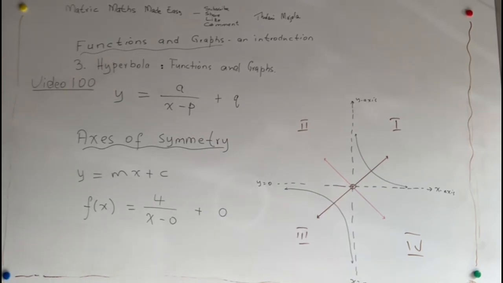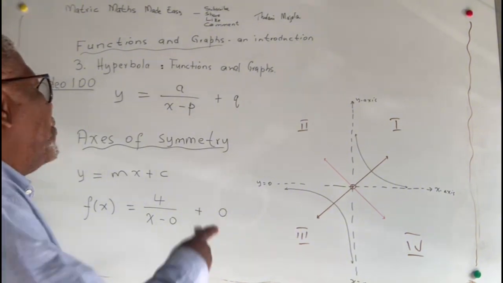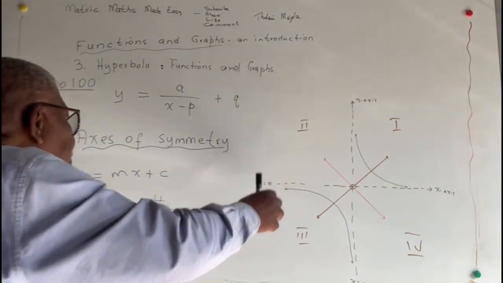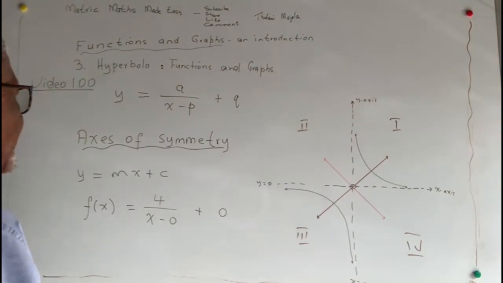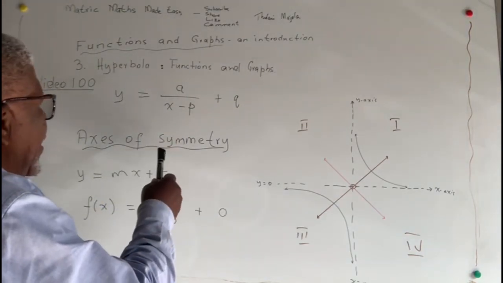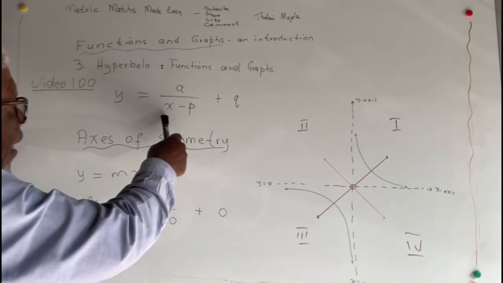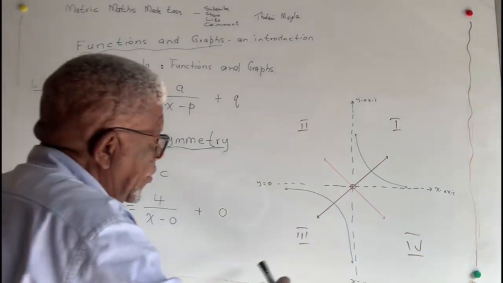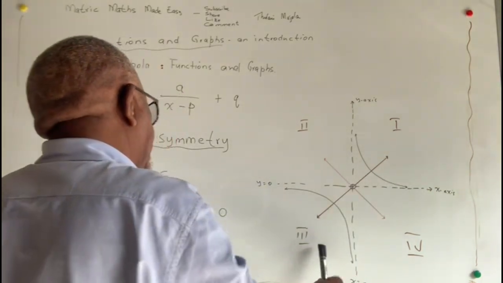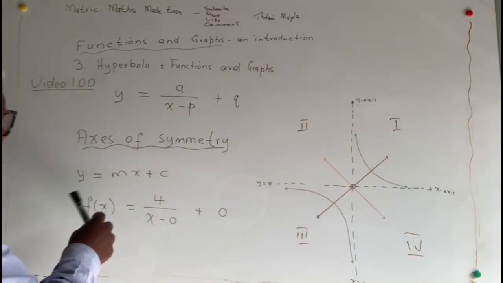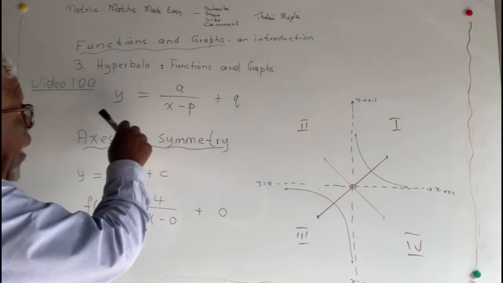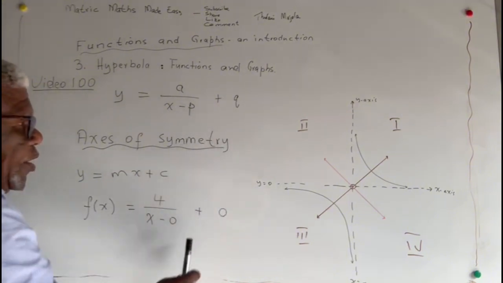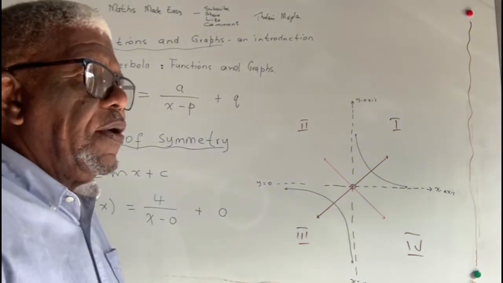We know the hyperbola is represented by y equals a over x minus p plus q. And we know that when a over x is positive, your graph will be in the first and the third quadrant. Like here, when f of x is 4 over x, p is 0 and q is 0. So your p and your q are your asymptotes.